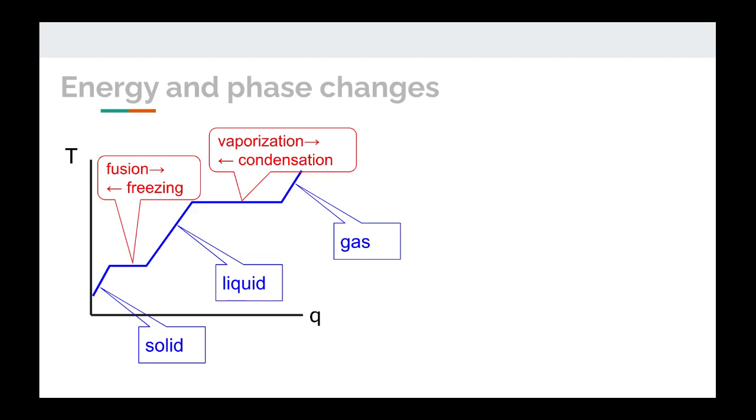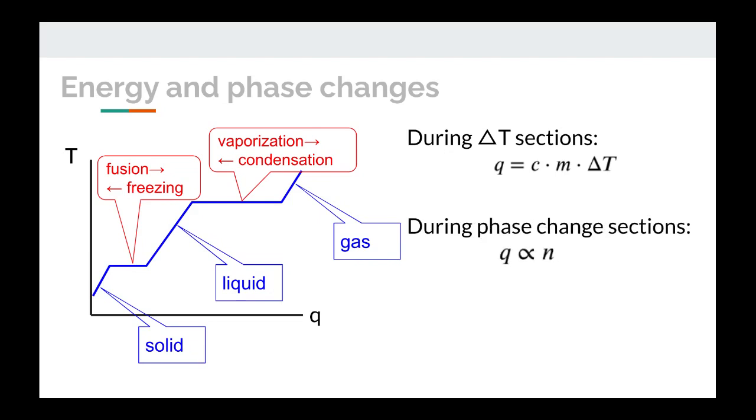Now, if you were taking energy away, this graph would just run in the left-hand direction, and instead of vaporizing, you would be condensing at that top flat spot, and instead of melting, you would be freezing at the bottom flat spot. During the places where there is a change in temperature, the amount of energy that's added or removed is given by the specific heat equation. Q is equal to specific heat times mass times delta T.